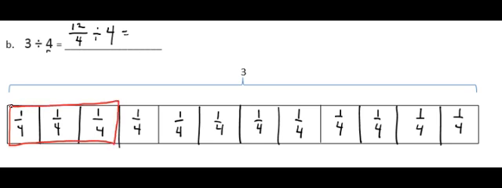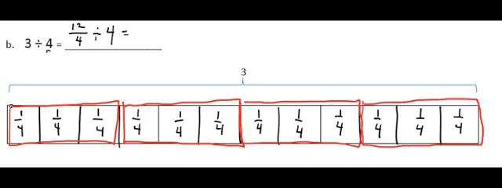So there's 1 group, 2 groups, 3 groups, and 4 groups. So I've taken my 3 wholes and I've divided them into 4 equal groups. The answer to my division problem is one of those groups. So one of those groups is 3/4. 3 divided by 4 equals 3/4.